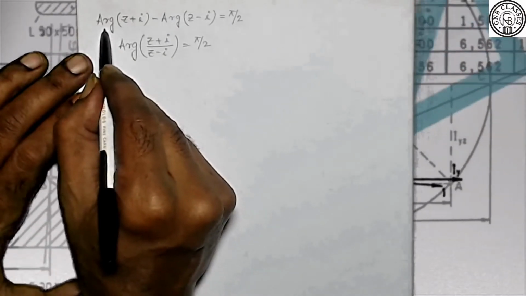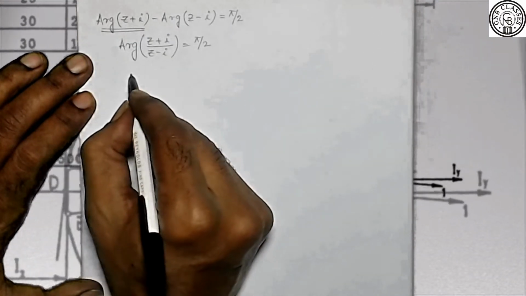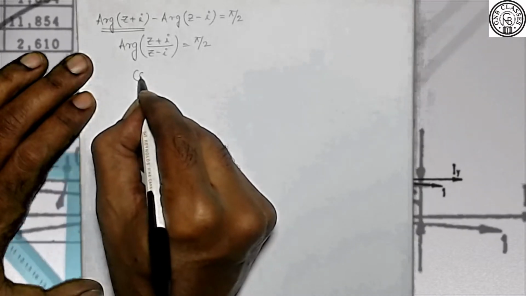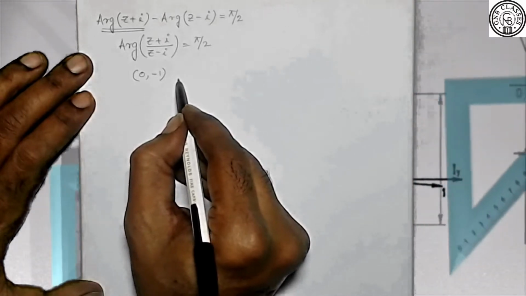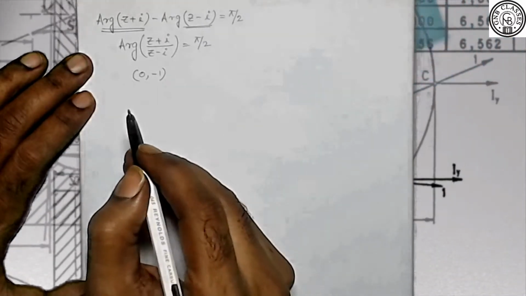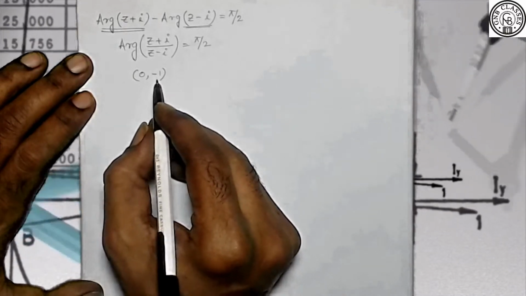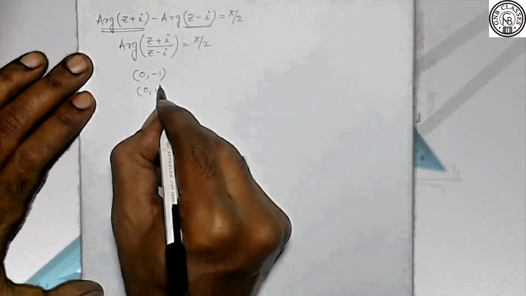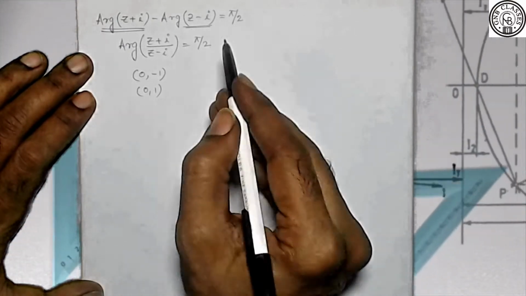Now argument of z plus iota means a ray which is emanating from the point (0, minus 1) and making some angle with the positive direction of the x-axis. And argument of z minus iota means z is lying on the ray emanating from the point (0, 1) and making some angle with the positive direction of the x-axis. Is it clear? Let me draw it.